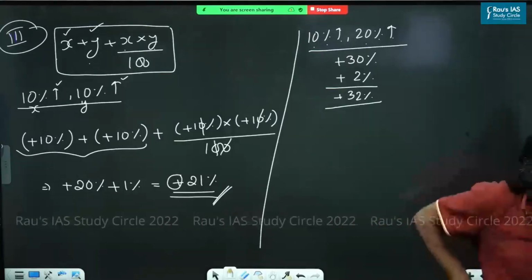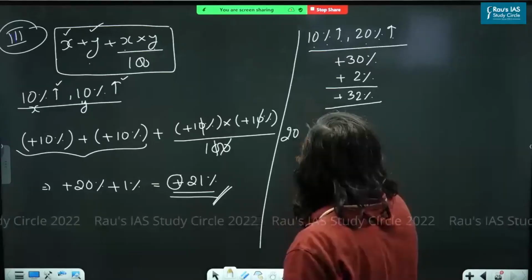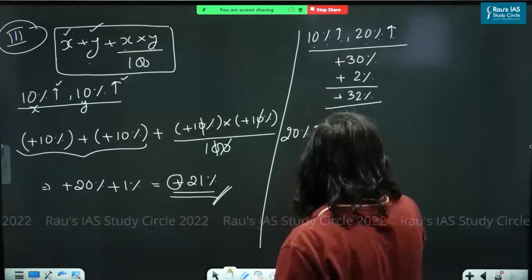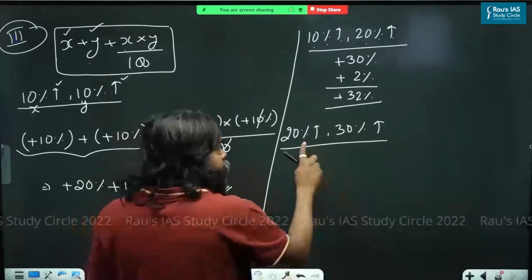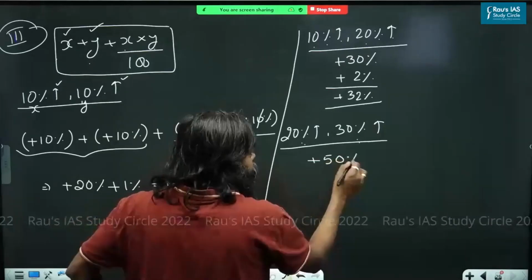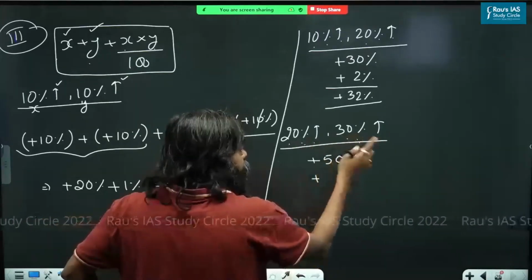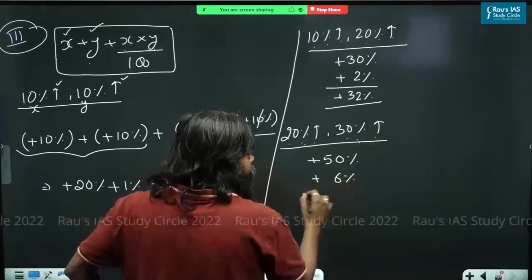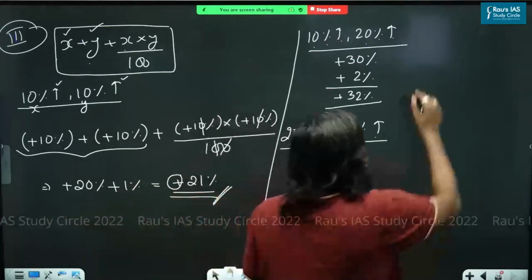Now, for example, 20% increasing, 30% increasing. What is the net change? First, x plus y: plus 20 plus 30, plus 50. Then multiply: plus into plus is plus, 20 into 30 is 600, divided by 100 is 6. What is the net? 56%. Are you understood this?